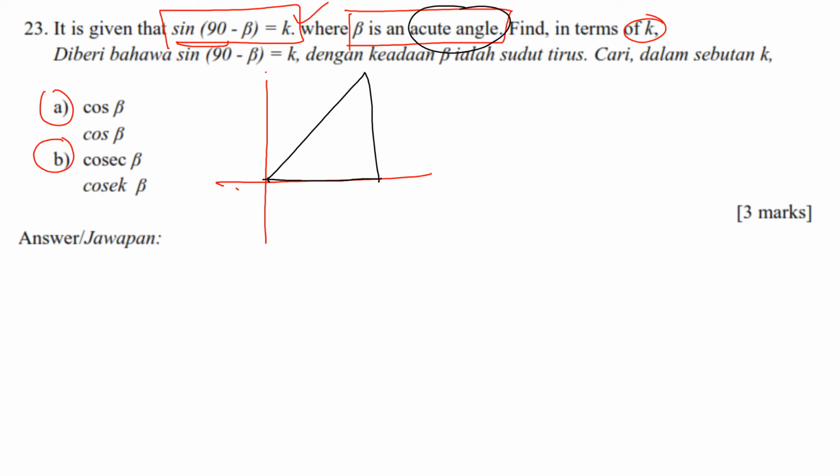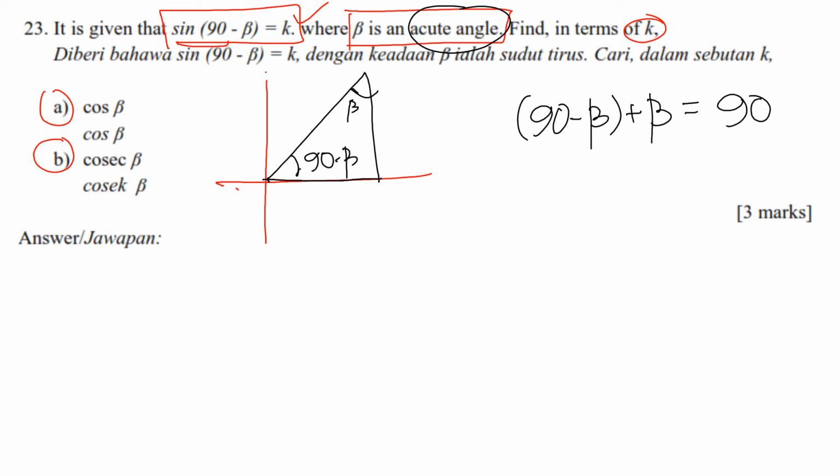So I'll say that this is my beta. If, let's say, this is my 90 minus beta, it depends on you, then this one should be beta. Why? Because 90 minus beta plus beta, you will get 90 degrees. So that's why this one is beta.